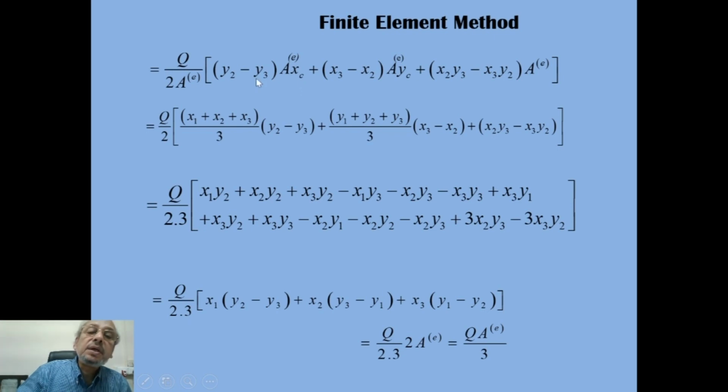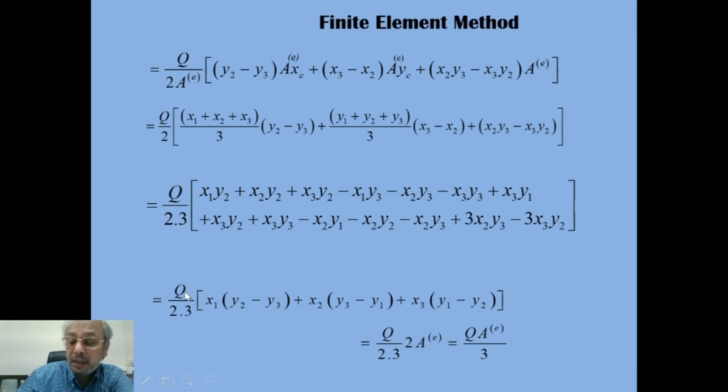This is again a little involved algebraically, performing integration, substituting the values and rearranging the values. But if we do that systematically, we'll get Q divided by 2 into 3, and this is nothing but again the area of the triangular element, and Q is basically the volumetric heat generation rate.